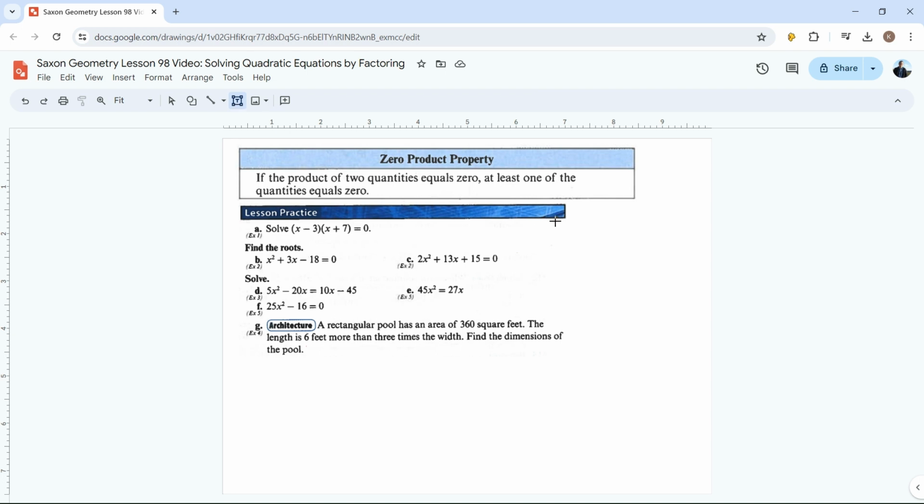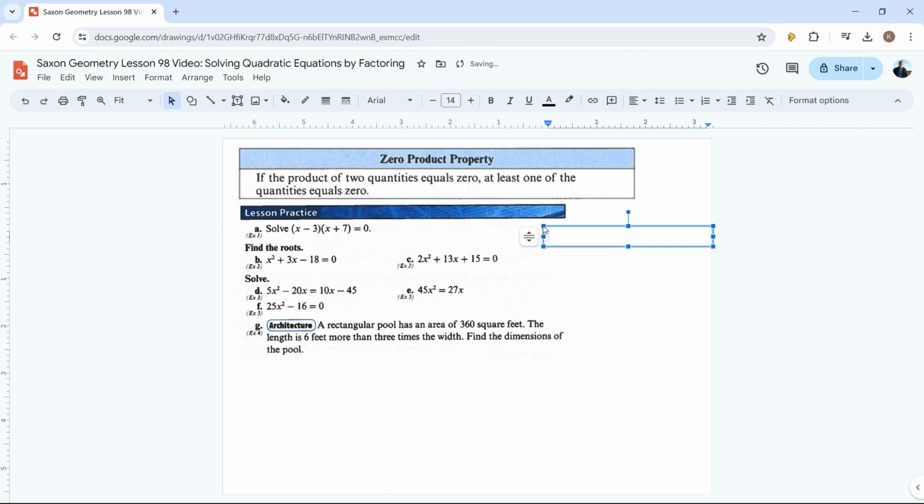Letter A is sort of a gimme question. In letter A, we have x minus 3 times x plus 7 equals 0. Okay, now this is a trinomial that's already been factored for us, so we don't need to do the factoring ourselves. The question is, what does x have to equal to solve this equation? Well, you need to use the zero product property, because either this parenthesis or this parenthesis, either one of these two quantities, or actually both of them, have to be 0 for this to find a solution.